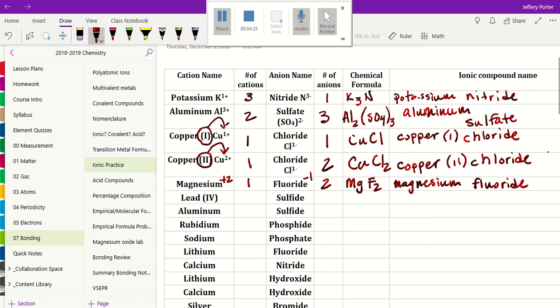All right, what about the next one? What's your oxidation state for lead 4? +4. What about sulfide? -2. So how many of each do you need? 1 lead, 2 sulfides. What's your formula? Pb is lead, S2. What if you don't know Roman numerals?